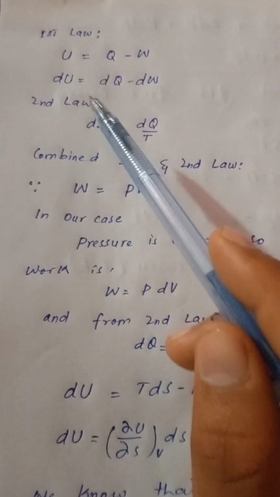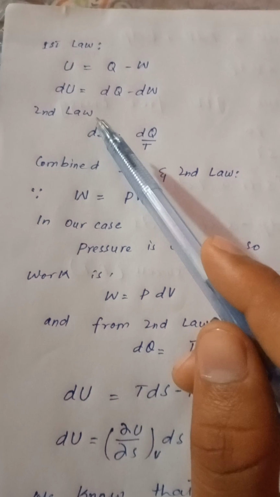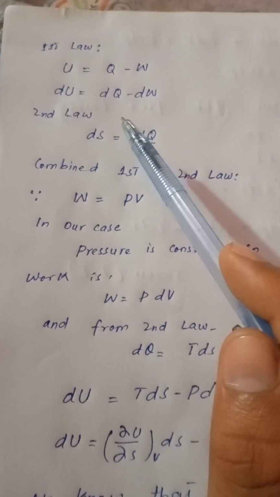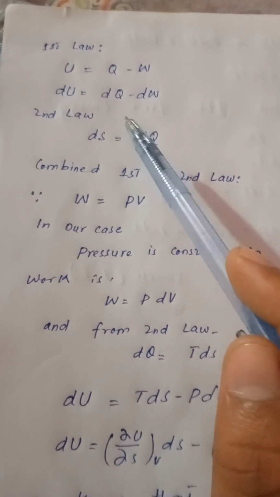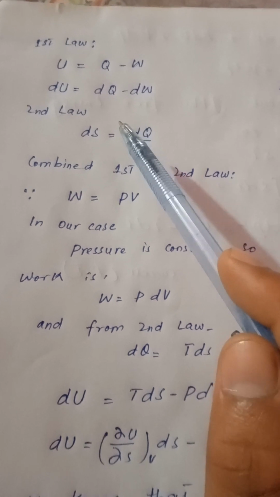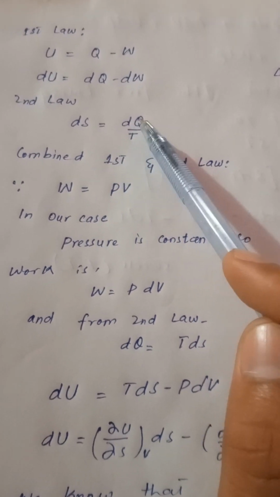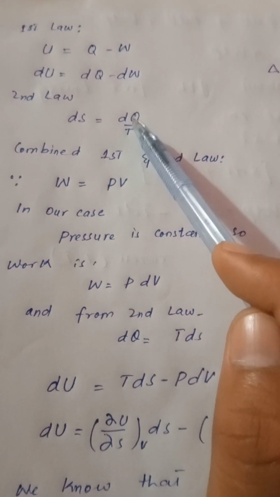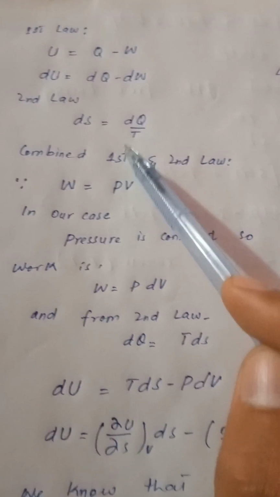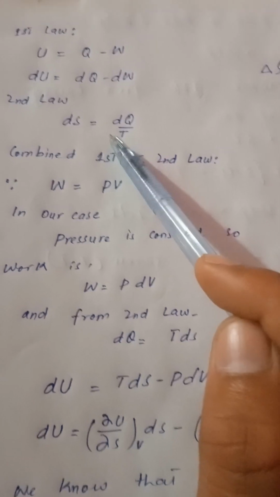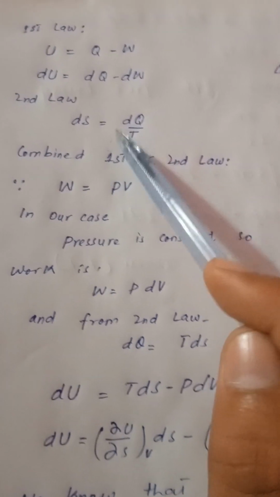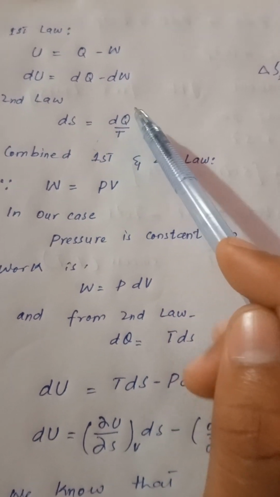And the second law tells us about the entropy of the system. What is entropy? Entropy is the randomness of the molecules in the system. And how can we write it? dS is equal to dq, meaning the heat produced, divided by temperature. I will explain how it is. dS is equal to dq over dT.